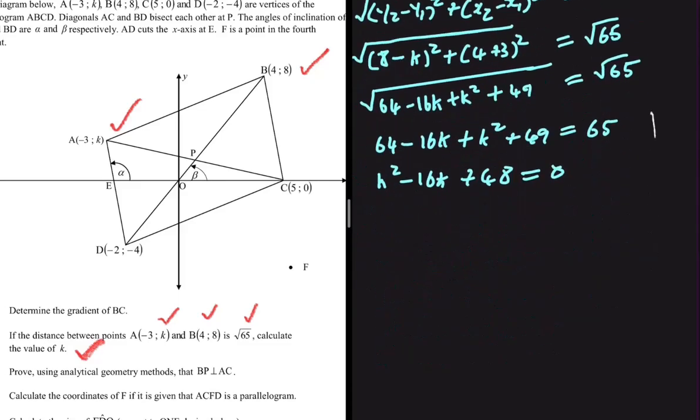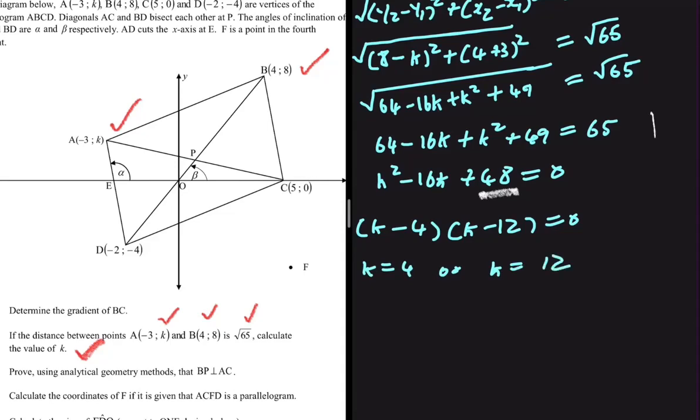So let's go ahead and factorize. Which two numbers do we multiply and get 48, but when we add them, we get minus 16? That is minus 4 and minus 12. So that is to say that k minus 4 multiplied by k minus 12 is equal to 0. So it's either k is equal to 4 or k is equal to 12.